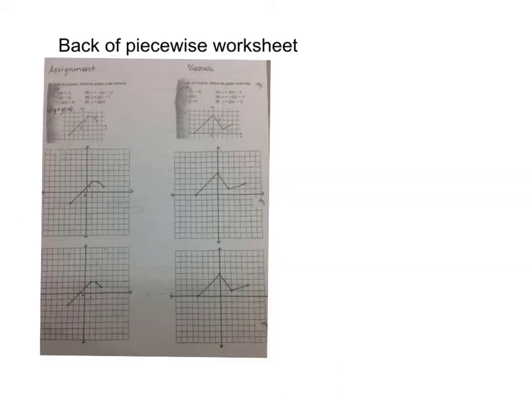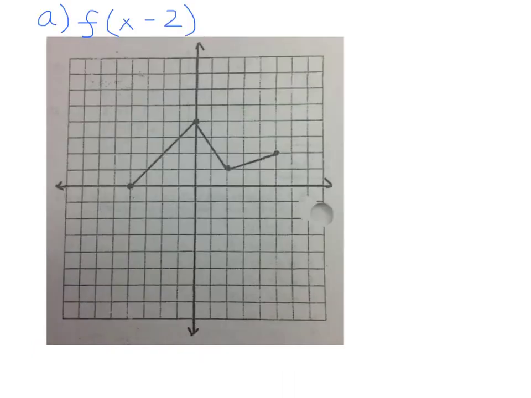So now flip to the back of your piecewise worksheet so that we can work on some more notes. And again, make sure you're looking at the right-hand side. So part A says y equals f of x minus 2. Okay, that minus 2 is inside my parentheses, which means it's being moved to the right or to the left. And since it's minus, it's being moved to the right 2. So I take all of these 4 points and I move them to the right 2.